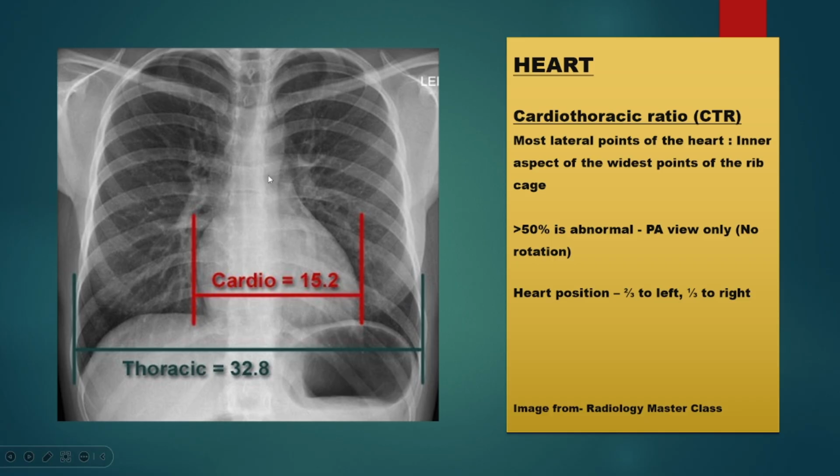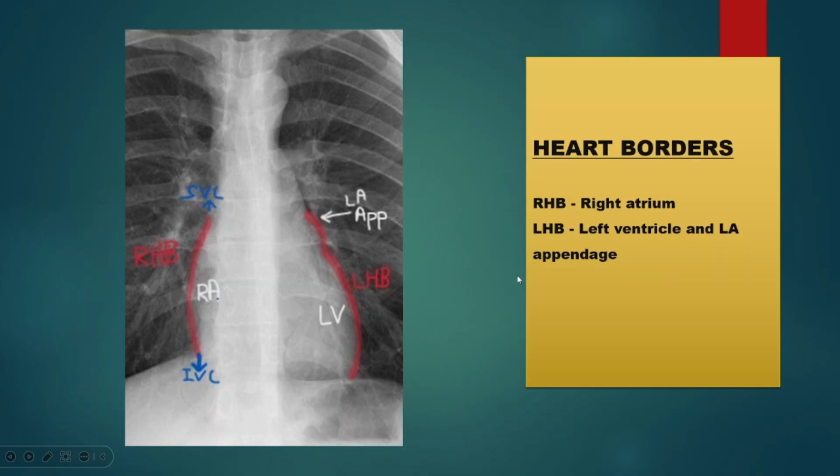This measurement is not accurate in AP view because of the magnification. And this can change if there is any rotation. So, in a good quality chest X-ray, the cardiothoracic ratio, if it is more than 50%, we consider it as cardiomegaly. And the heart position is more towards the left side, about 2/3, and to the right side, about 1/3. Then heart border. Right heart border is made by the right atrium, left heart border by the left ventricle and the left atrial appendage. The inferior heart border is not completely visualized.